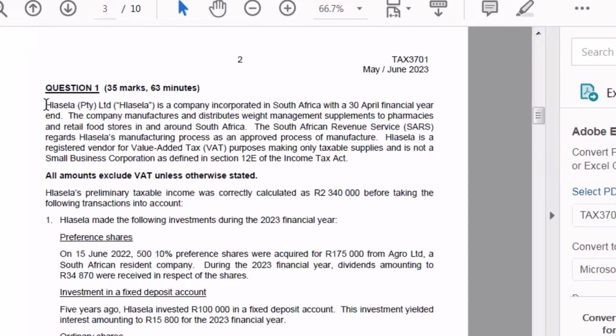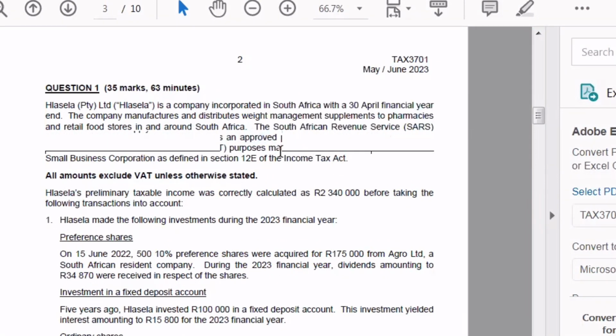So it reads as follows. Hlasela Private Limited is a company incorporated in South Africa with a 30 April financial year end. The company manufactures and distributes weight management supplements to pharmacies and retail food stores in and around South Africa. The South African Revenue Service regards Hlasela's manufacturing process as an approved process of manufacture. Why are they saying approved? They have to approve you. The reason is that not all manufacturing machines qualify. If you qualify, whatever machine you buy, you can use the special tax rules.